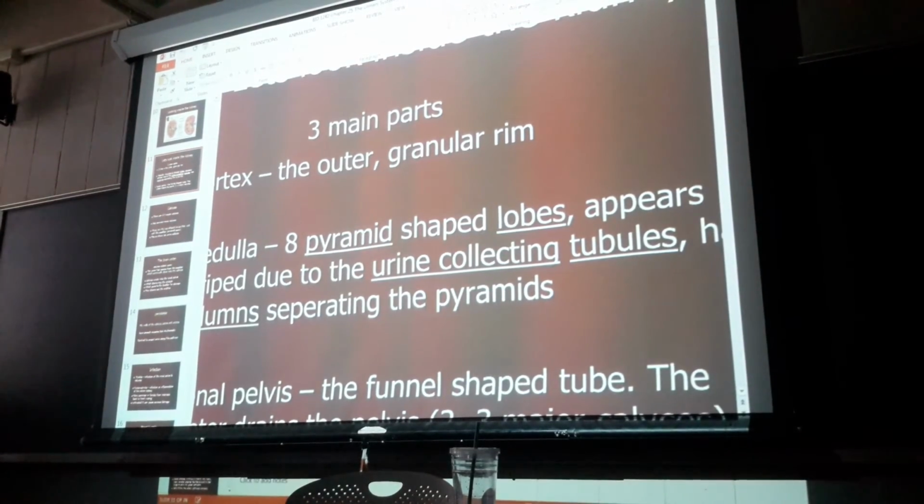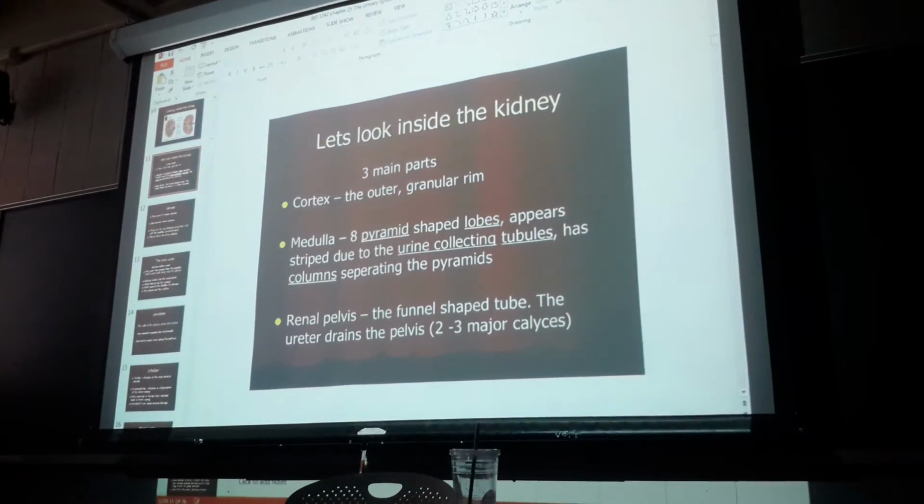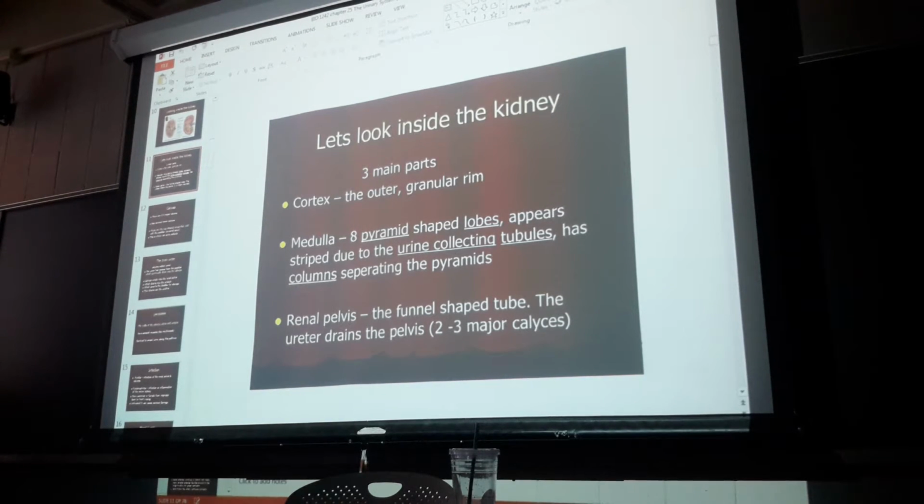What causes those kidney stones? Just different things: diet, hereditary, excess calcium. Lots of different things can lead to it.